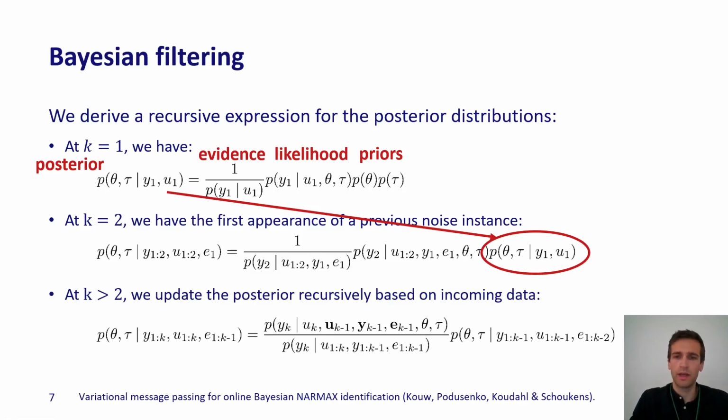So at k larger than 2, by induction, we can use the same structure over and over again. We've got some previous posterior, then we've got new data coming in, and that's added through this correction factor with the likelihood over the evidence. That's going to update our posterior to this new set. However, these are the true posterior distributions. We cannot compute these because the evidence terms involve a marginalization over the unknown random variables, and that's intractable.